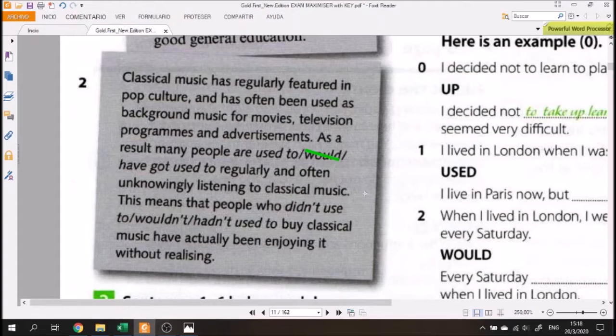Can you explain in the chat why would is not correct? Good. Remember, we cannot use would to talk about a past state. We can only use it for past habits.